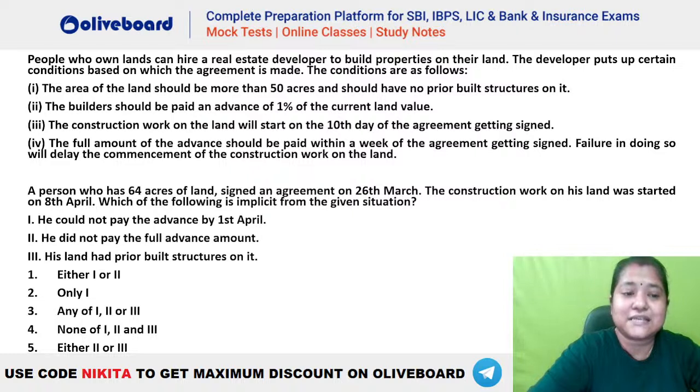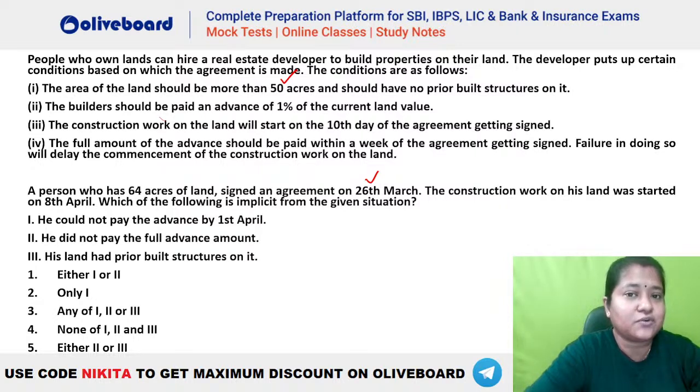So the question says a person who has 64 acres of land. 64 acres of land, that means you can see there is more than 50 acres, so no problem. Signed the agreement on 26th of March. So you can see that the agreement is being signed on 26th of March. That means within 10 days the construction should have started, right? The construction work on his land was started on 8th April. So you can see 26th March to 8th April.